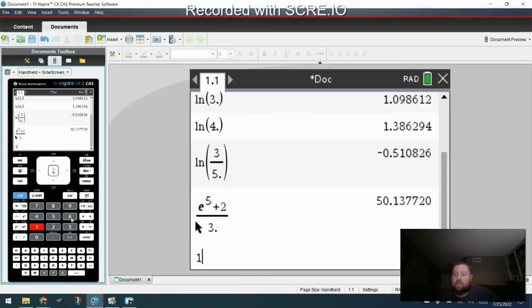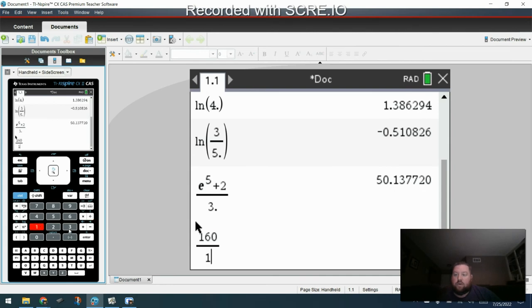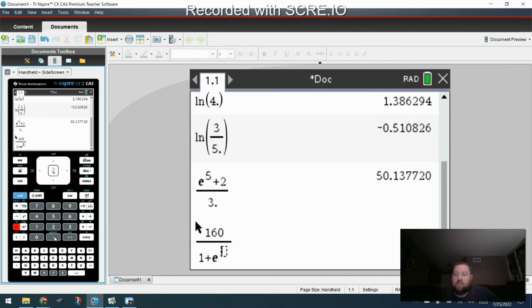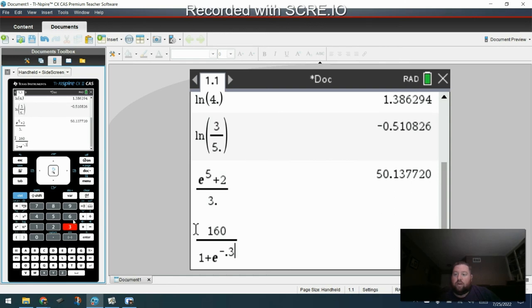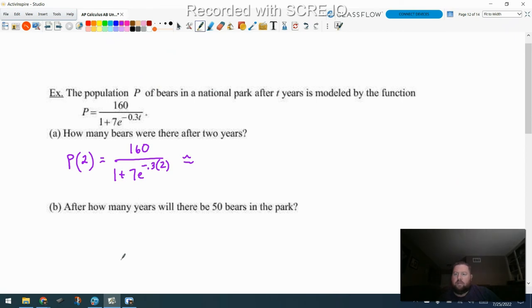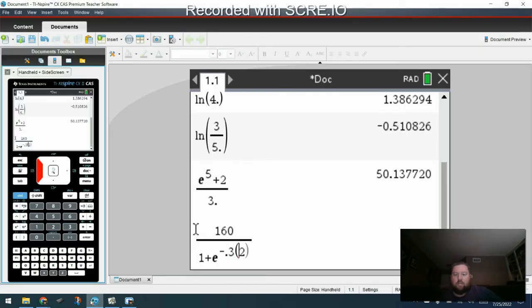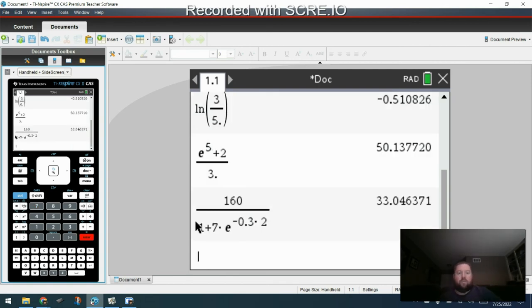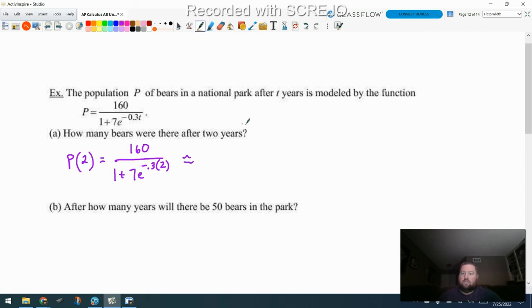All right, so we get 160 divided by, I get my fraction, 1 plus e to the negative 0.3 parentheses 2. Double check, I typed everything in right. Forgot my 7 in front of the e, so let me go back and put that in there. 7. All right, should be good. So 33.046.